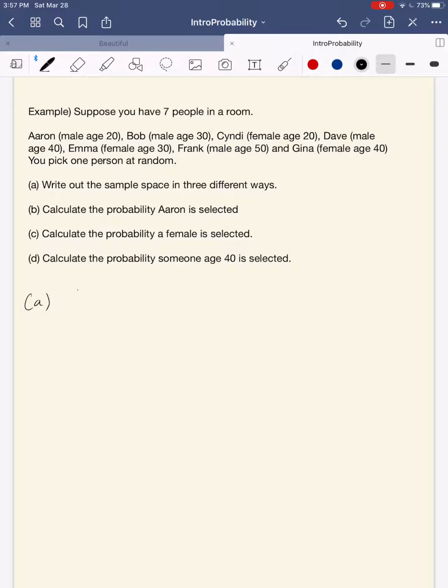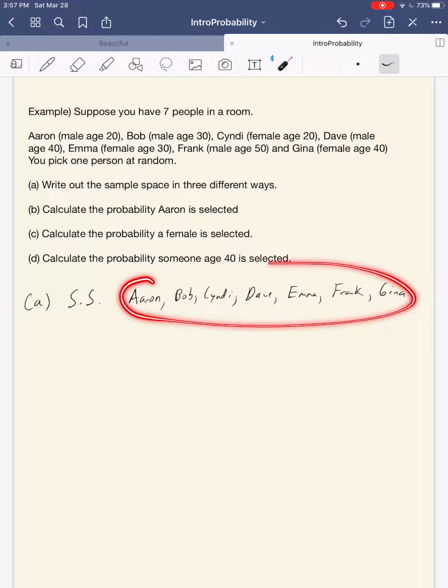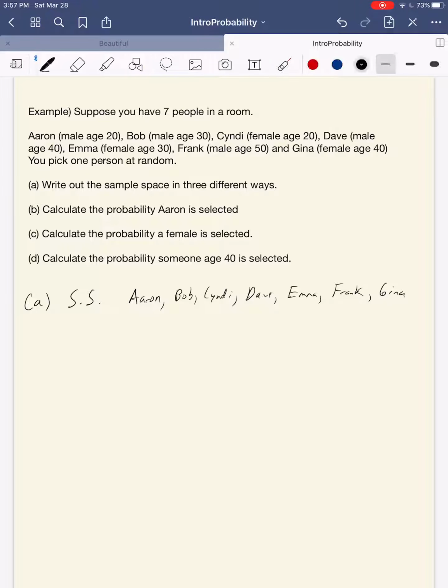So what's probably the most useful sample space? Well, the most useful sample space is treating everybody as their most basic. So the options are you either choose Aaron, Bob, Cindy, Dave, Emma, Frank, or Gina, right? That is the most basic sample space. It says if you're going to pick somebody from this room, these are the 7 people you could pick. But we said that there are some different ways to write out the sample space.